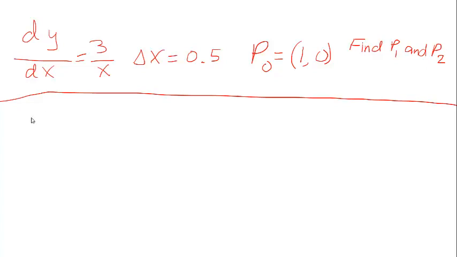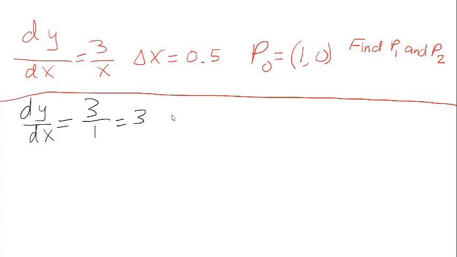So I'm going to begin first by finding the slope at point p sub 0. And so we have the slope right here, dy over dx. So dy over dx equals 3 over x. And x in this case, from our p sub 0, is 1. So at p sub 0, our slope is 3.